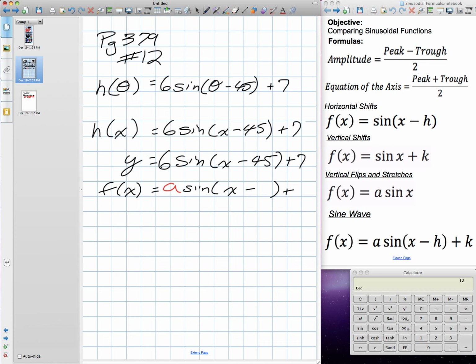Now, I need to relate this to our sine wave with our transformations. So we have our a variable. We have our h variable. And we have our k variable. Good. So what is my k in this equation? 7. What is my h? 45. Yeah, you could say it's moving to the right 45. And our a is 6. So we need to graph this function.